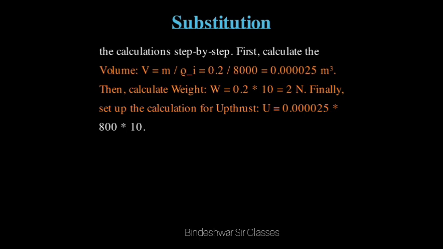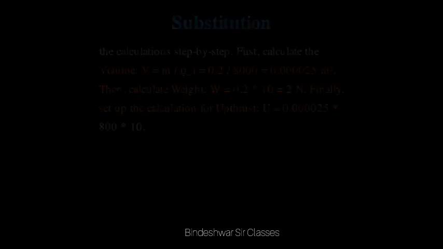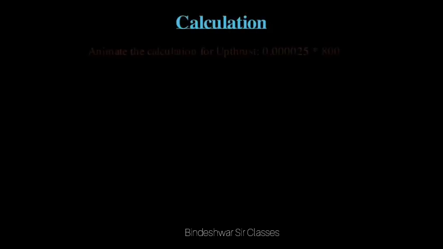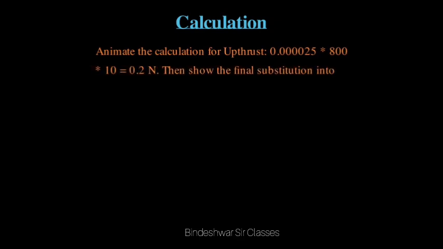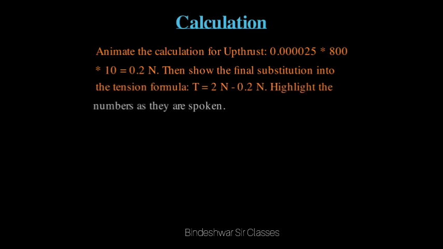Next, the upthrust, U, is the volume we just found, multiplied by the liquid's density and g. So it's 0.00025 times 800 times 10. Let's do the arithmetic. We already found the weight is 2 newtons. Now for the upthrust. We are calculating 0.00025 multiplied by 800, which gives us 0.02. Then we multiply that by g, which is 10. So 0.02 times 10 gives us an upthrust of 0.2 newtons.